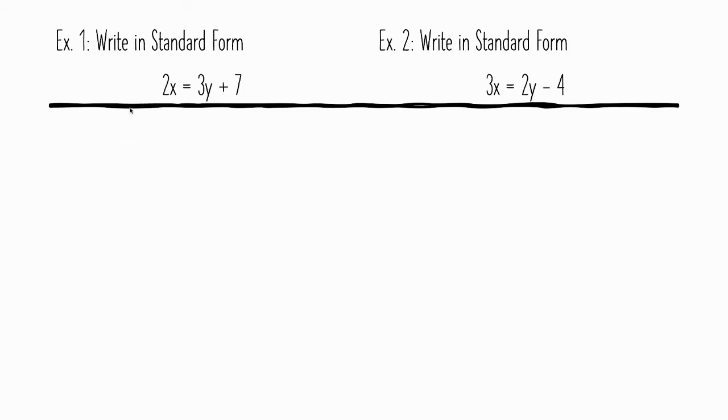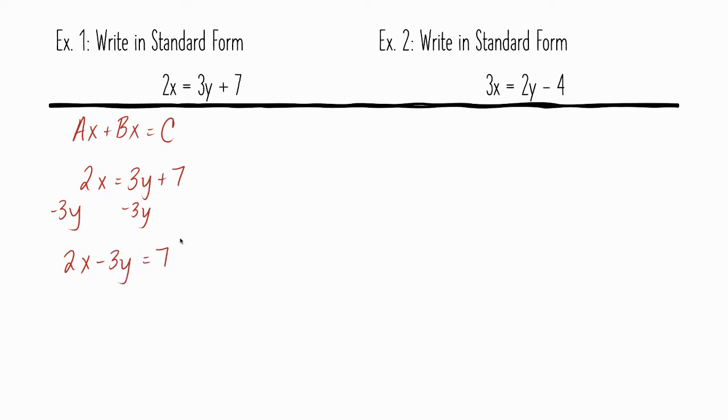Let's start with an example. 2x equals 3y plus 7. This equation needs to look like this. This is the standard form. So to get this in standard form, we need to move this equation around a little bit. We are going to move the 3y over to the left side of the equation, and this will become 2x minus 3y equals 7. Now this is the standard form of the equation of a line.